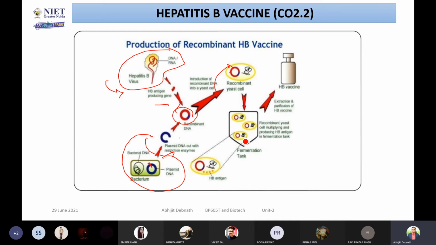It will grow from 1 to 2, 2 to 4, 4 to 6, 6 to 8, and it will grow on and on and on. When it expresses, it will be producing your protein of interest. Here I need the HB vaccine, so it will be producing some parts of the hepatitis B virus, the vaccine's virus parts.